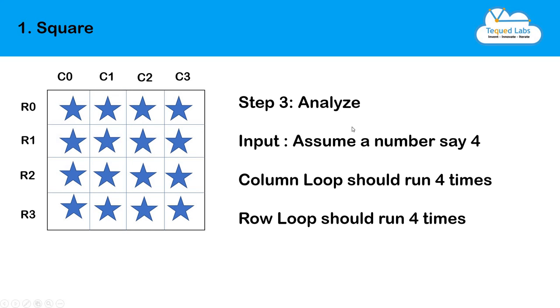Now comes in the analysis part. Now we have assumed that the input, that is the number of rows or the number of columns, is equal to 4. So here we clearly know that the column loop should run 4 times and the row loop should also run 4 times. Please don't get confused when I say 4 times. It is not the labeling of the columns or labeling of the rows. It is how many times a loop should actually run. And here you can either start the labeling of columns and rows from C0 or from C1. If it is from C1, it goes all the way up to C4. If it is from C0, it goes all the way up to n-1, that is C3.